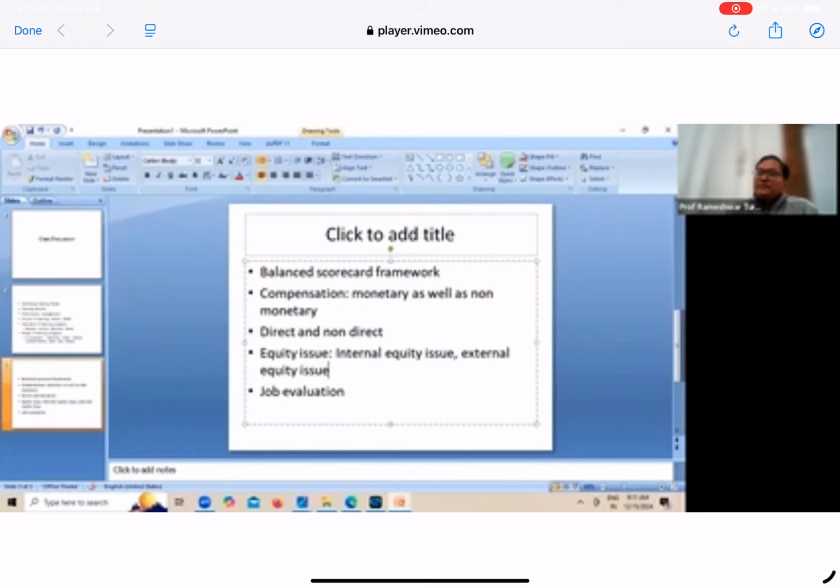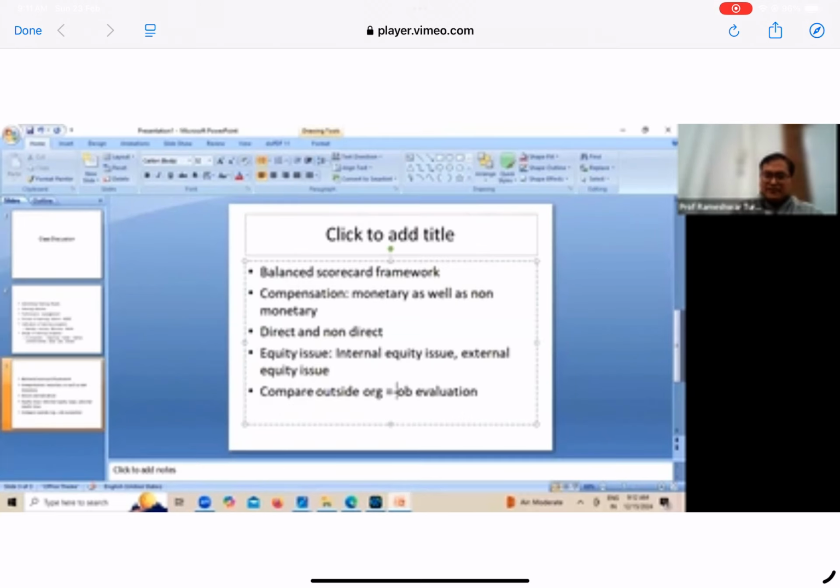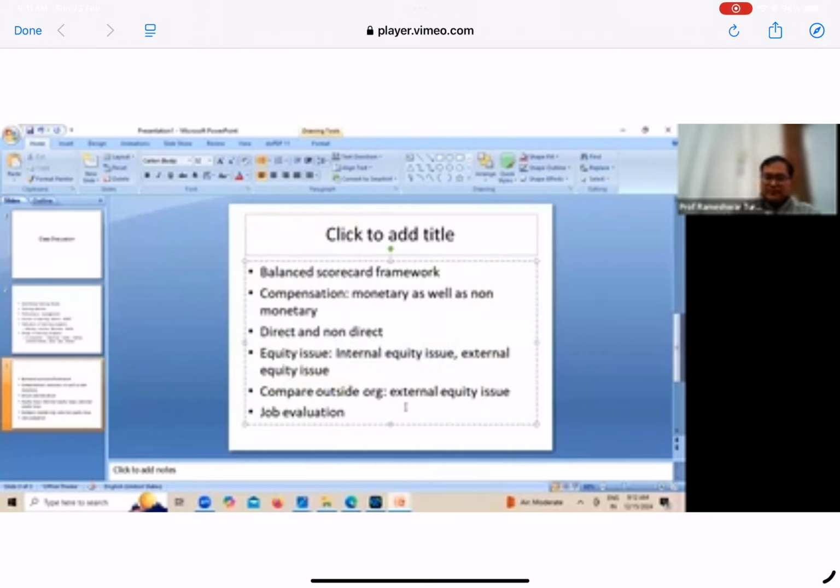Or they do job evaluation. When they compare with outside organizations, they are trying to take care of the external equity issue. And when organizations do job evaluation, they try to take care of the internal equity issue. This we have seen in the last class.